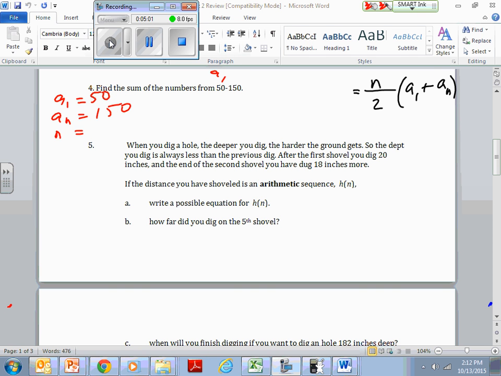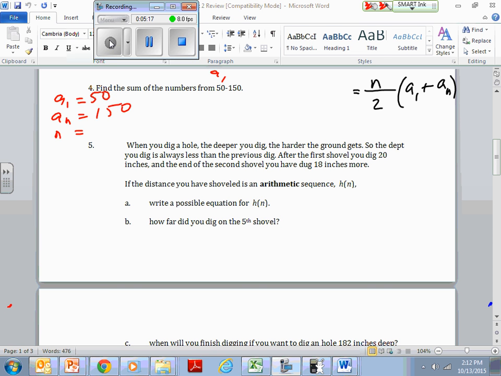Let's go for what's the last number in line. And those are supposed to be the easy ones. Here comes the hard one. How many numbers are there going from 50 all the way up to 150? That's what I got there. You say 100. I'm nervous about that.